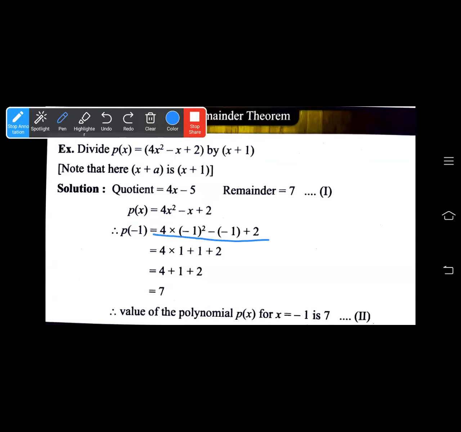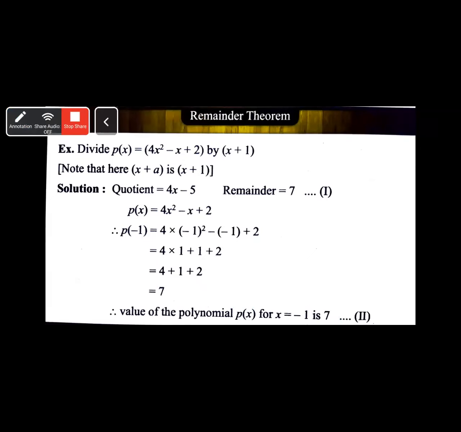So it will be rewritten as: minus 1 square will become plus 1. Minus into minus 1 is plus 1. Then 4 into 1 is 4. Plus 1 plus 2. 4 plus 1 plus 2 is 5, 5 plus 2 is 7. So what you have got is p of minus 1 is 7. The value of the polynomial p of x for x equal to minus 1 is 7 over here. So p of minus 1 is 7.